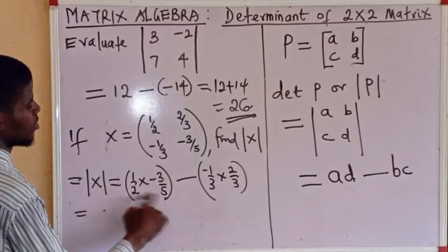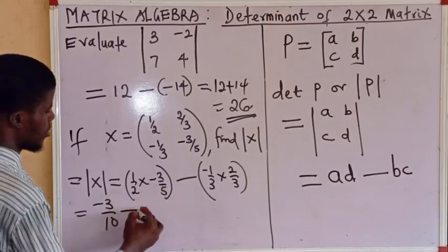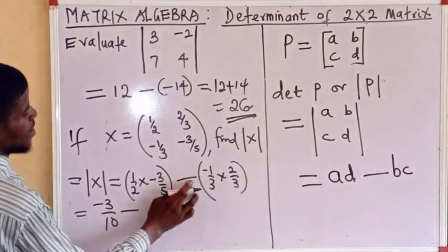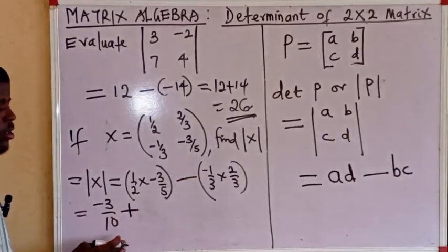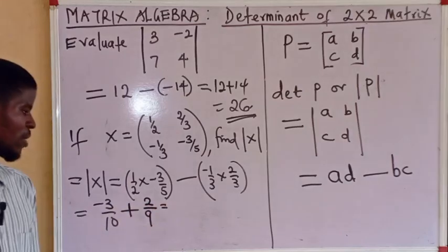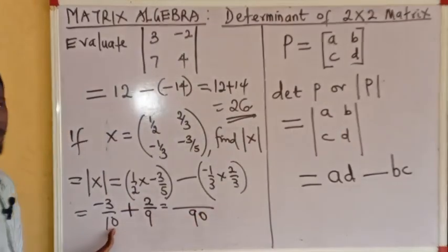This is minus 3 over 10. Minus 3 all over 10. Minus, this is minus 2 all over 9. The minus here and the minus here will give me a plus. All right, 2 all over 9. So if I'm going to simplify this, the LCM of 9 and 10 is 90.